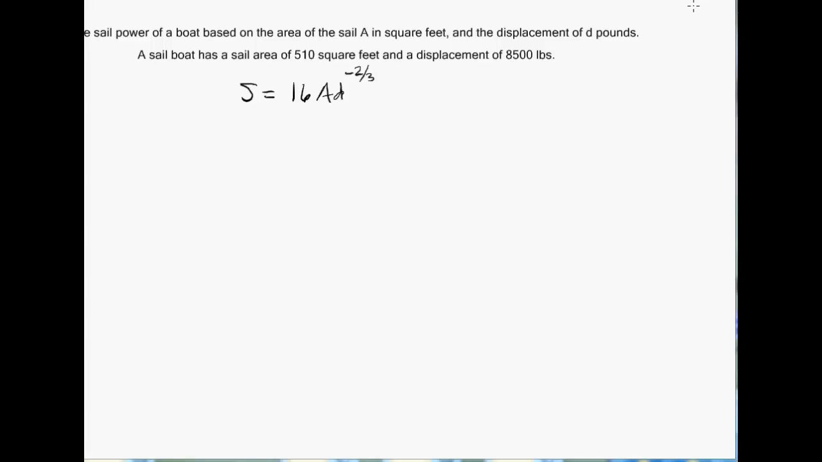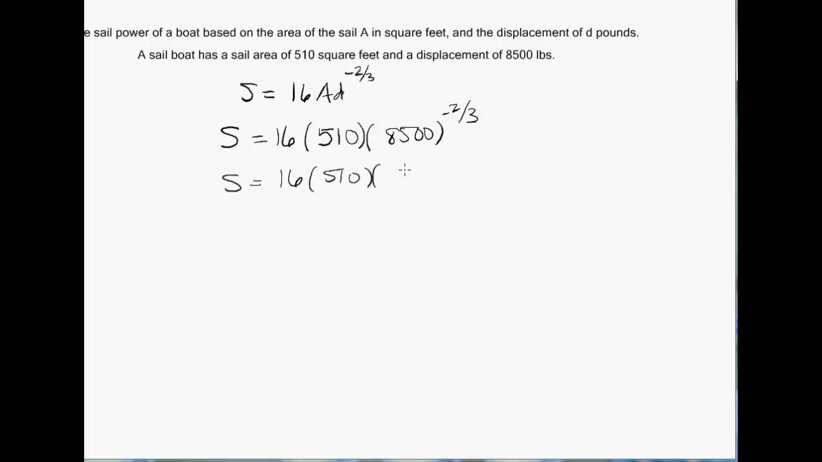So we're going to plug those values into the formula, so let's go ahead and do that. We're solving for S. So A is 510, and D is 8,500, and that is going to be raised to the negative 2/3 power. Let's go ahead and figure this out, and I'm not going to use a calculator. I'm going to try and go step by step. Once we're at a simple point where multiplication is where we need to be, then I'll go ahead and use a calculator.